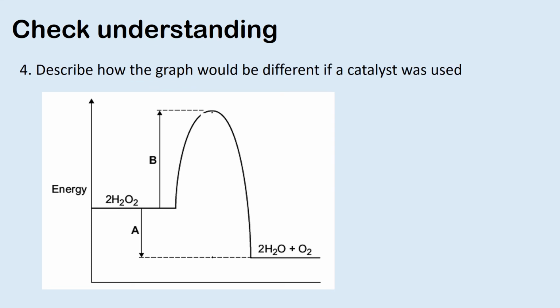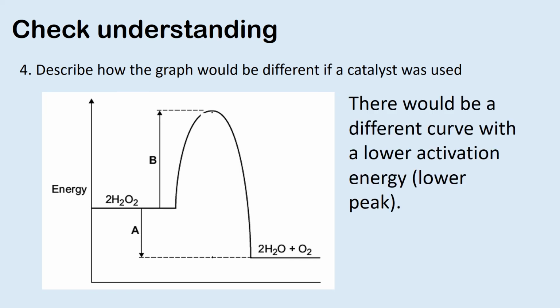Right, number 4, see if you can describe in words how the graph would be different if a catalyst was used. Pause it and have a go. And I'm sure you wrote there would be a different curve, or a curve with a lower activation energy, so a lower peak. So it would start from exactly the same point here and just curve over like this.